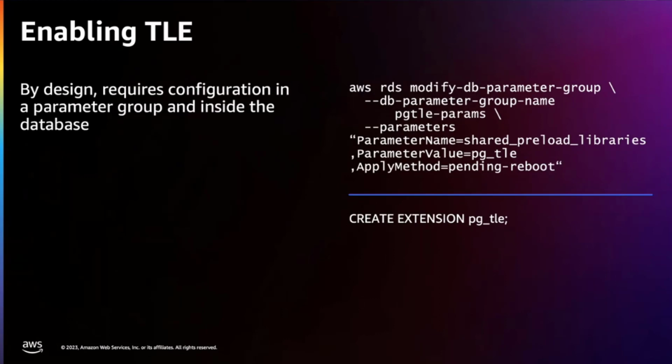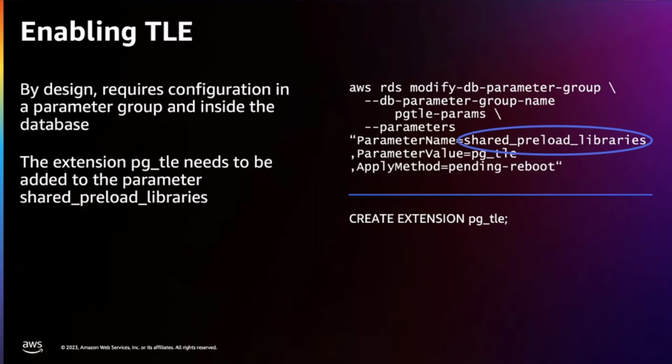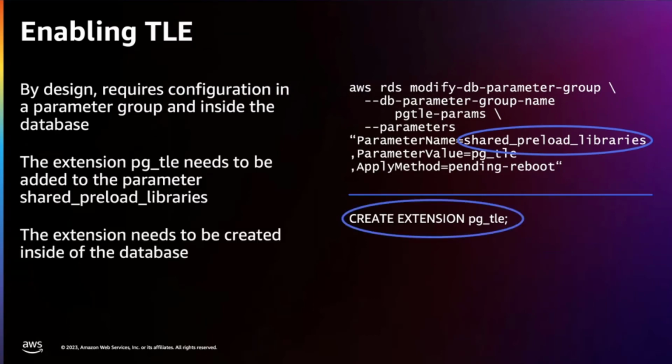So how do you enable trusted language extensions in your Amazon Aurora and Amazon RDS databases? You will need to enable a parameter group, specifically a parameter called shared preload libraries, to enable pgTLE. The pgTLE shared library provides the interface between your SQL and the Postgres internals. Once you've added that to the shared preload libraries, it does require a restart. But once it's installed, all you have to do to load pgTLE is run create extension pgTLE.